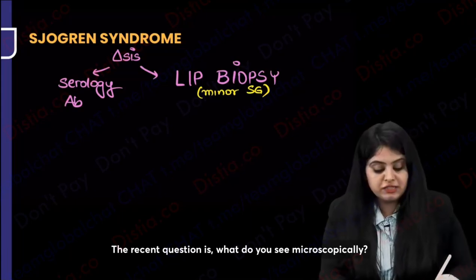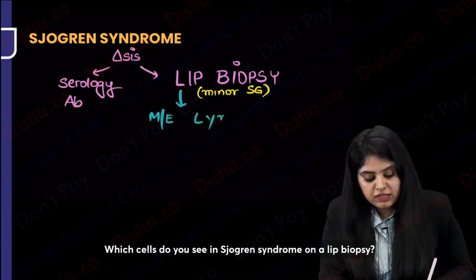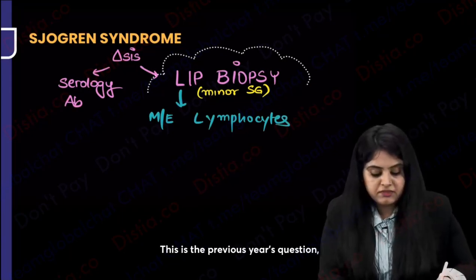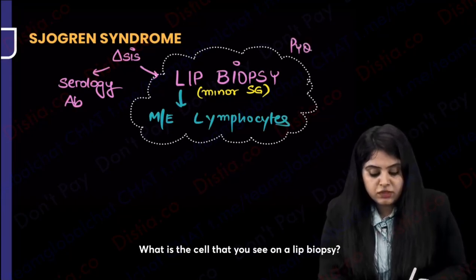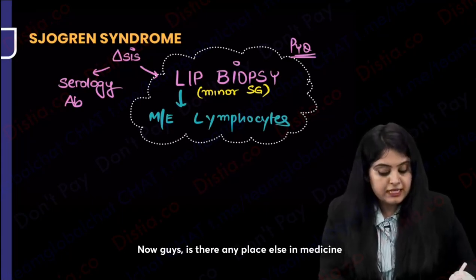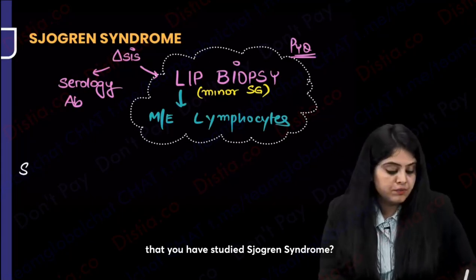The recurring question is, what do you see microscopically? Which cells do you see in Sjogren syndrome on a lip biopsy? We see lymphocytes for the diagnosis. This is a previous year question. Very, very important. What is the cell that you see on a lip biopsy? You see a lymphocyte.